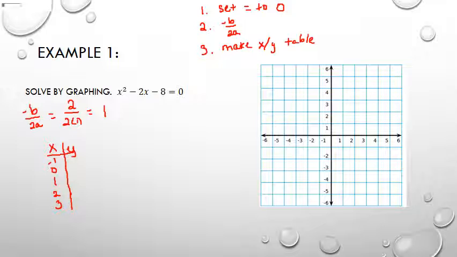Alright, so now we complete our XY table. So I know the easy number to plug in is 0. That's going to give me negative 8. It always gives you your C value. Okay, so now let's go ahead and plug in 1. So I'm going to do 1 squared minus 2 times 1 minus 8. So that gives me 1 minus 2 minus 8, and that gives me a negative 9.